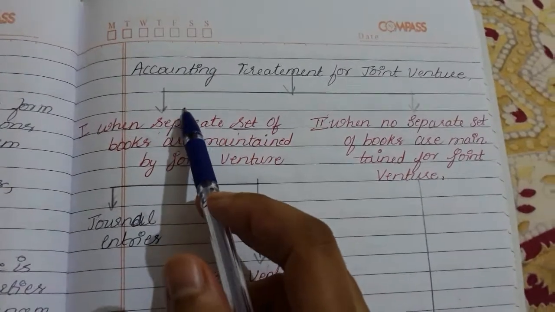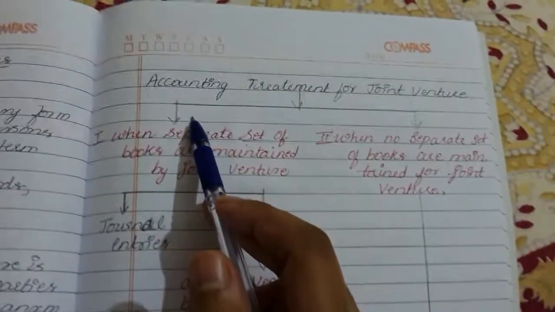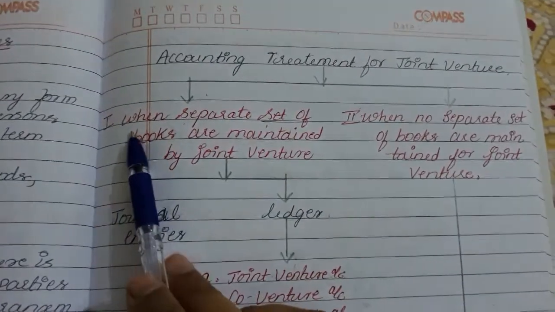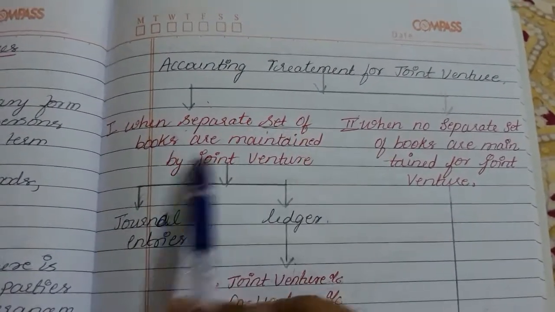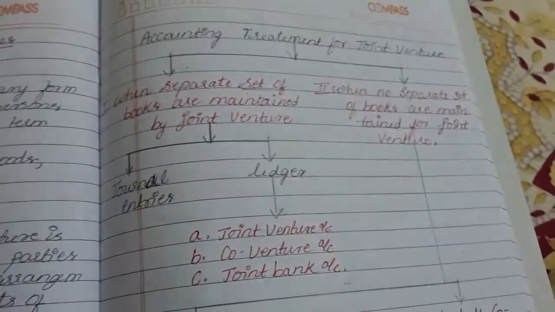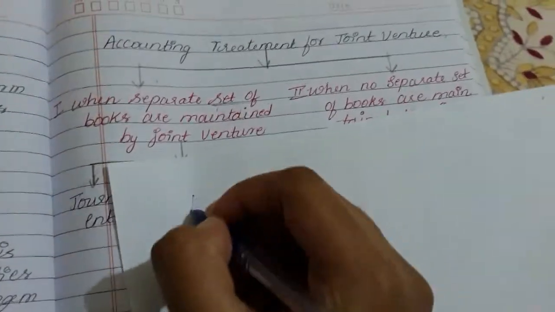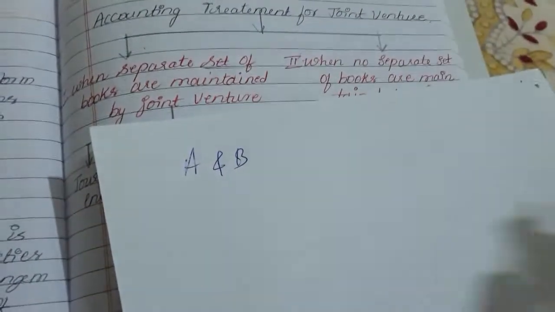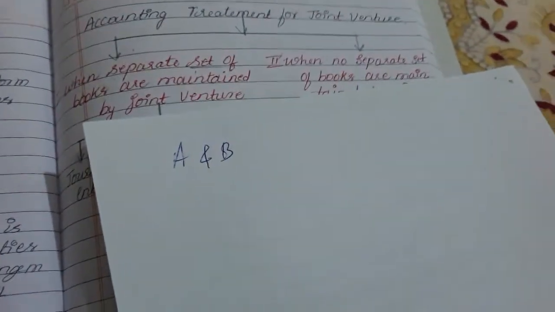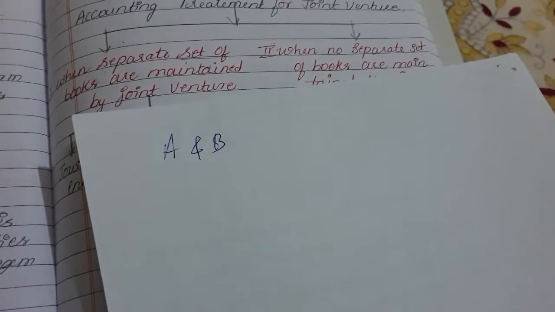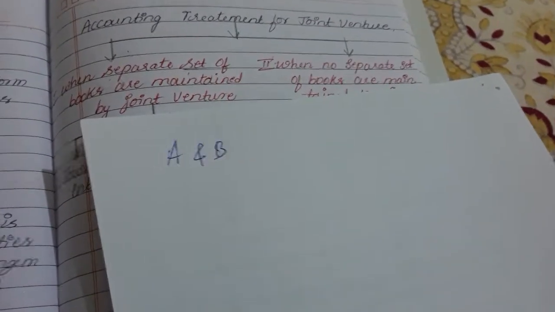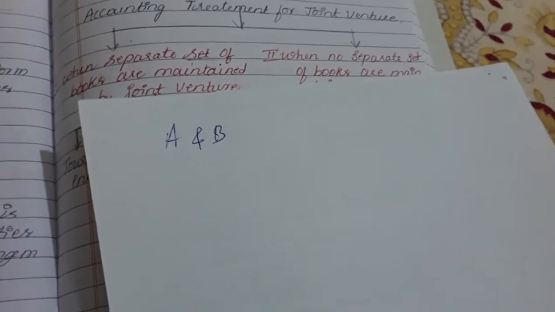So in joint venture, you know what is joint venture and its definition, features and all. We also solved the problems regarding when a separate set of books is maintained by the joint venture. In that case, A and B, other than their own businesses, will be maintaining books of accounts separately for the joint venture.